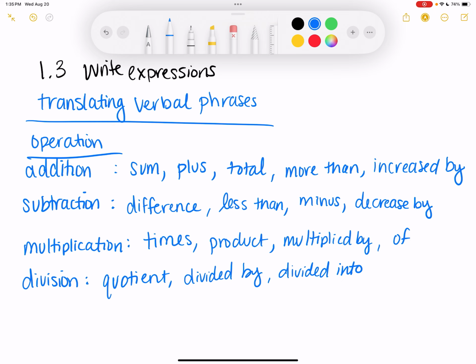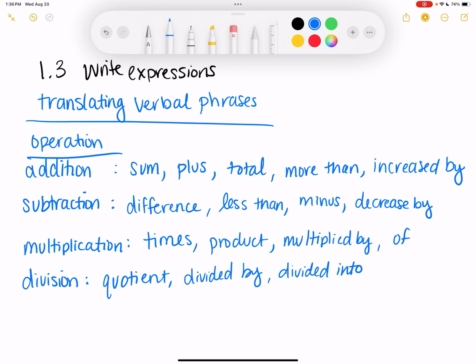So a verbal model basically is used to describe a real world situation using words, with a label and then some sort of math symbol or the related words of that, so that we can write out a mathematical model of something.